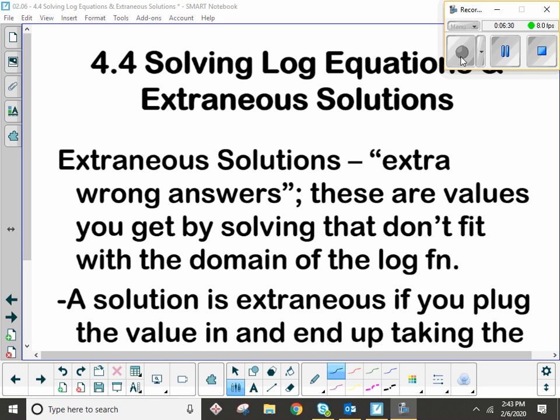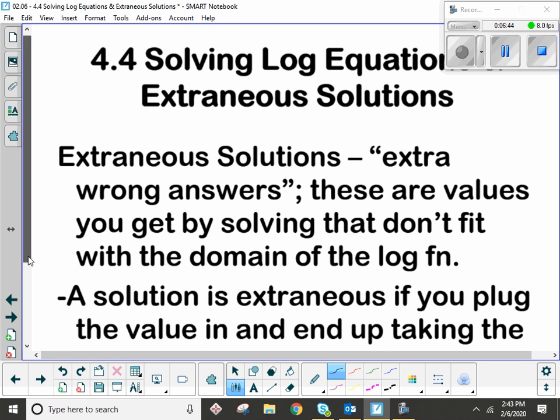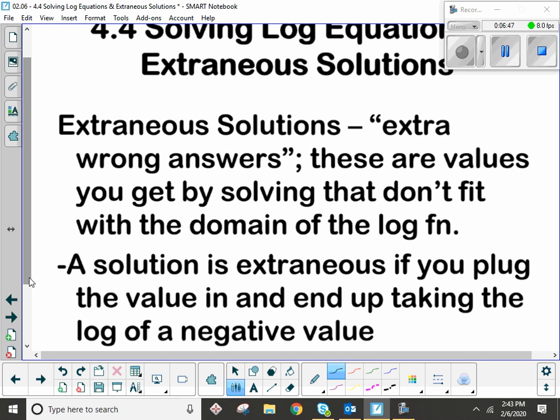Because there's that -1, and it wouldn't work. But if we can get the logs on one side and compress them into 1, then we can do lasso, all right? So that's our goal for today. But one thing we have to make sure about is whether any of our solutions end up being extraneous.